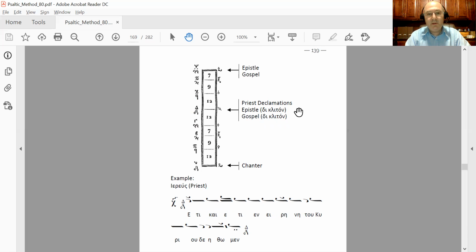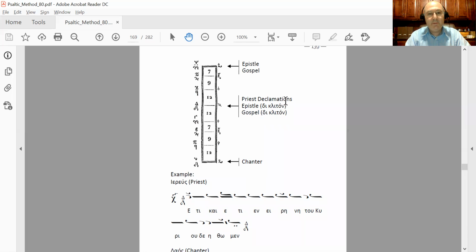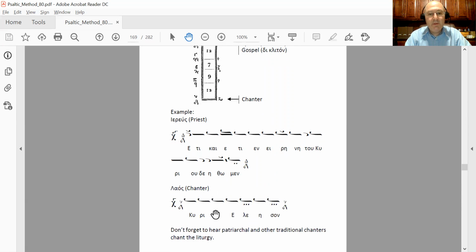I think you get the idea. The priest declaims on thee. The chanter responds on ni. This is the only time I'm going to write them down. When we go on to the liturgy, you're just going to see the text. You're not going to see the music. But the main idea is etike, eti. Remember this combination here with the oligon. The oligon just serves the ison. It gives it an emphasis, but nothing more.